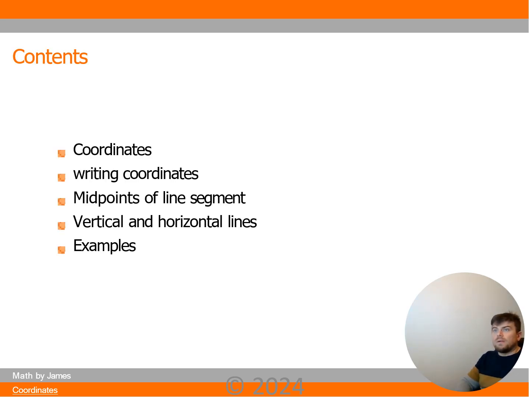So in the first part, we're looking at coordinates, writing the coordinates, midpoint of the line segment, vertical and horizontal lines, and looking at examples as we go through.